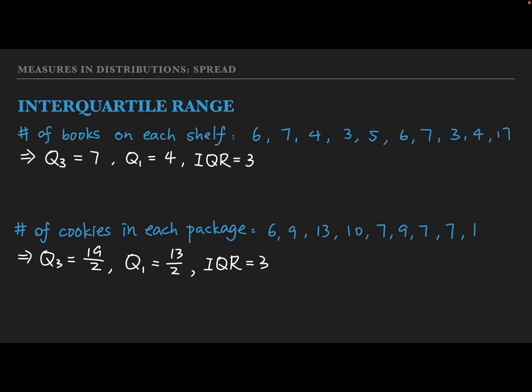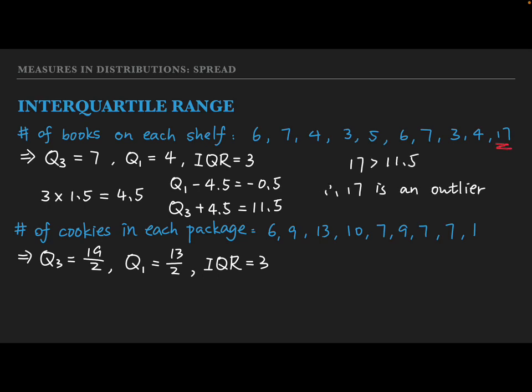We take the same two sets of data to illustrate this idea. We've already found the quartiles and the interquartile range, so we multiply 3 by 1.5 to get 4.5. 4 minus 4.5 equals negative 0.5. And 7 plus 4.5 is 11.5. Now, do we observe an outlier? Well, 17 is larger than 11.5, so it's an outlier.